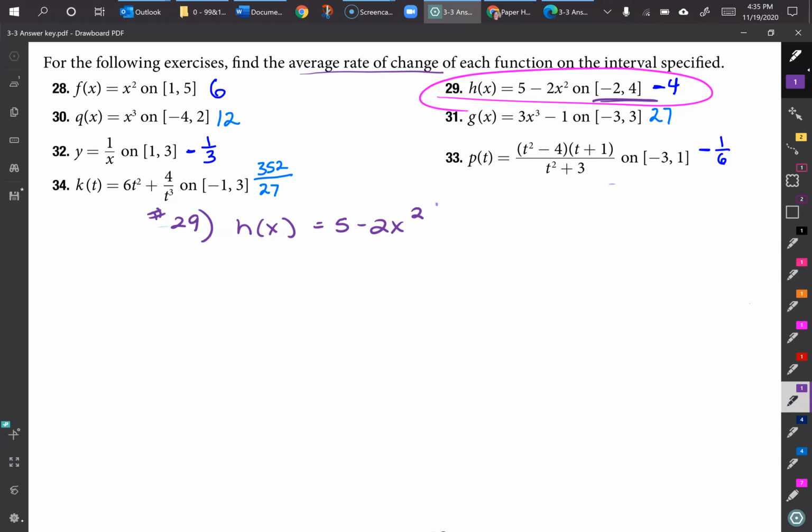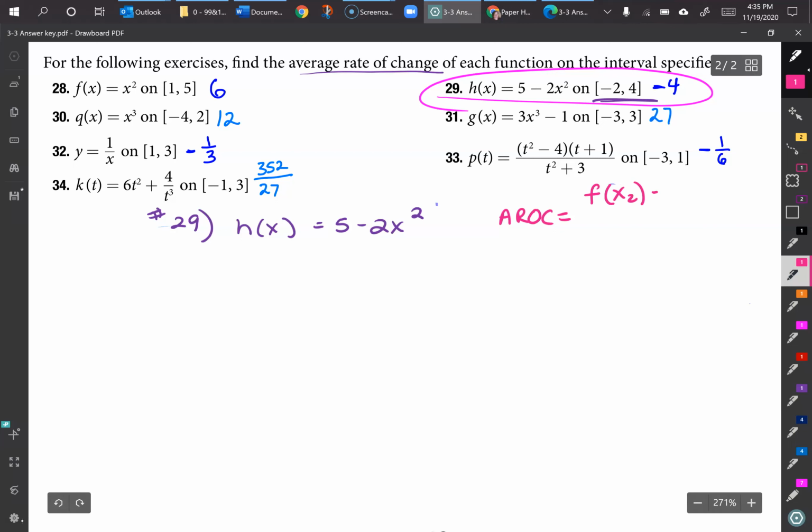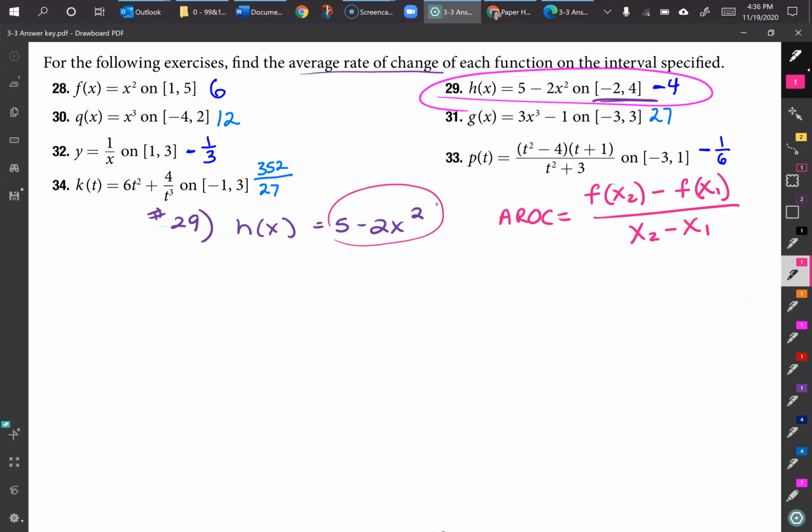So the AROC formula is going to be, I'll just write that off to the side. If you remember, the generic is f of x sub 2, so it's the y value that corresponds to the second x value, minus f of x sub 1, or sometimes we say a and b, that's fine. And then all divided by x sub 2 minus x sub 1. So I'm not given the y values, in this case it's h of x. So I have to figure that out.